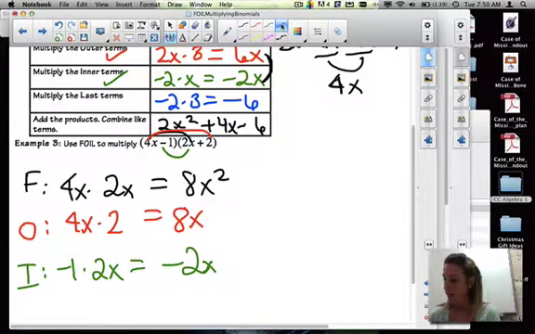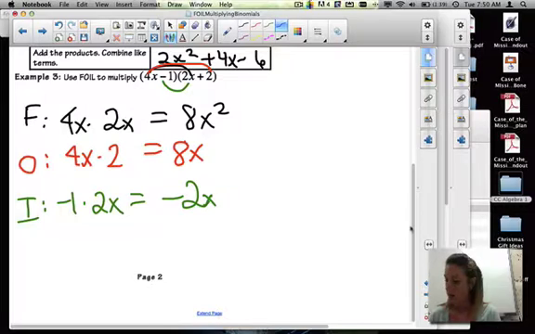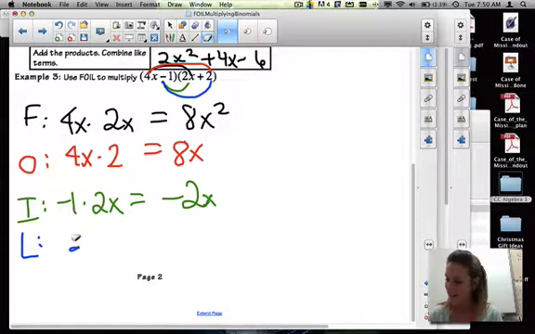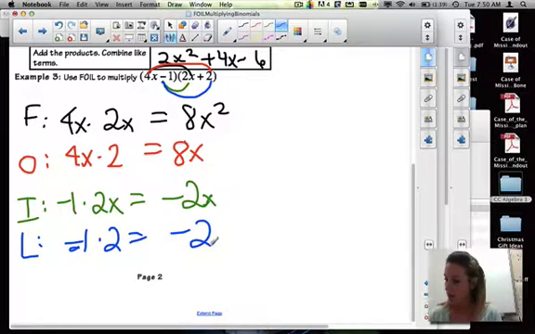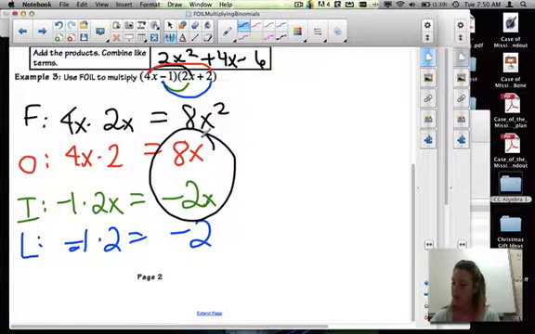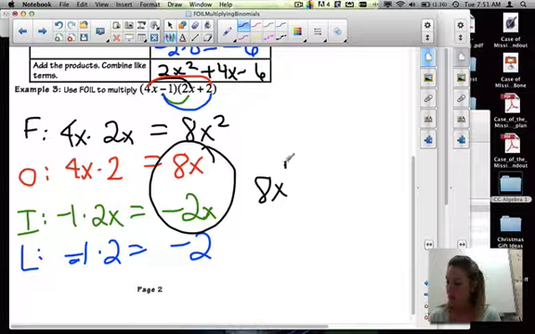And then the last terms is negative 1 times 2, which equals negative 2. Okay, going back, if you notice, we can combine these middle two terms again to rewrite my final statement. 8x squared, from this 8x minus 2x is 6x, and then I have minus 2.